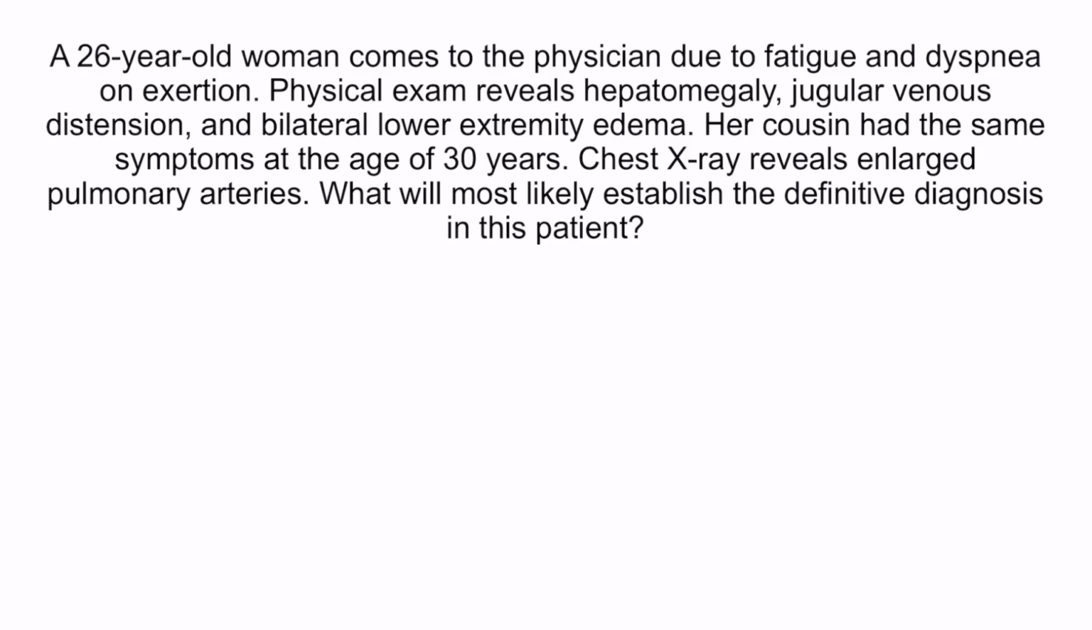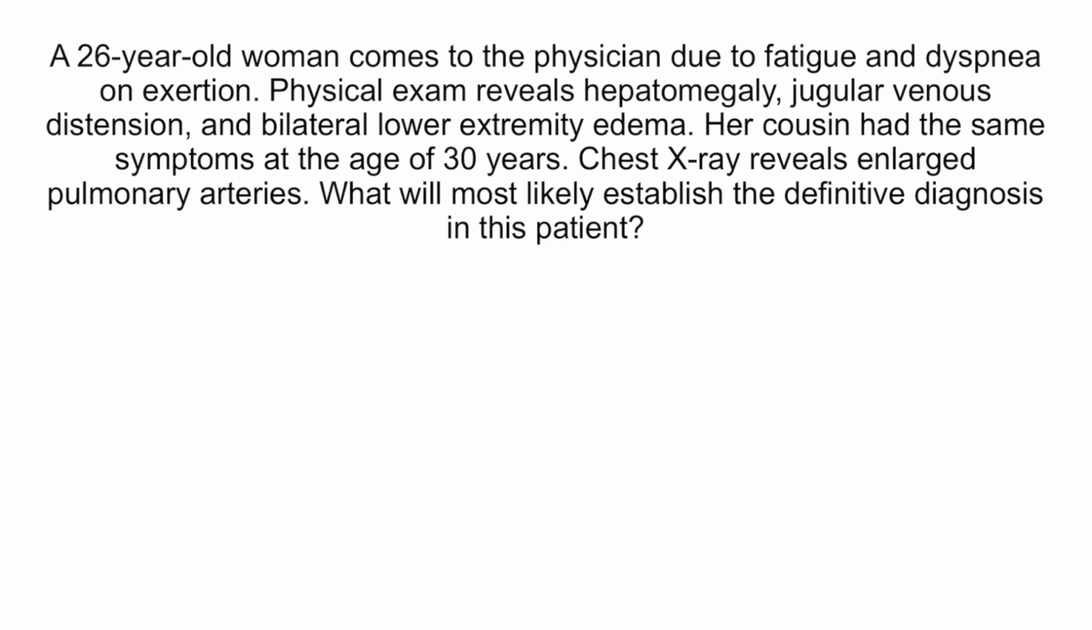A 26-year-old woman comes to the physician due to fatigue and dyspnea on exertion. Physical exam reveals hepatomegaly, jugular venous distension, and bilateral lower extremity edema. Her cousin had the same symptoms at the age of 30. Chest X-ray reveals enlarged pulmonary arteries. What will most likely establish the definitive diagnosis in this patient?